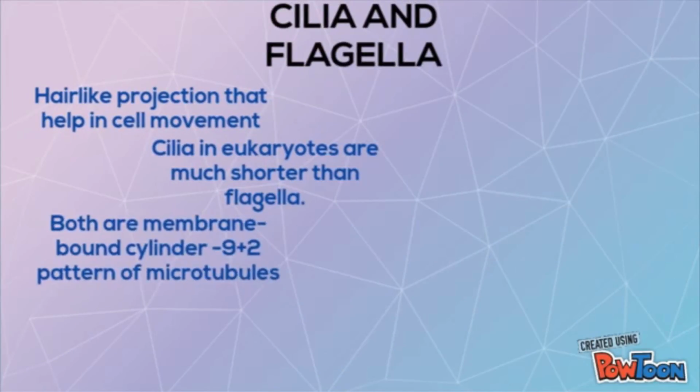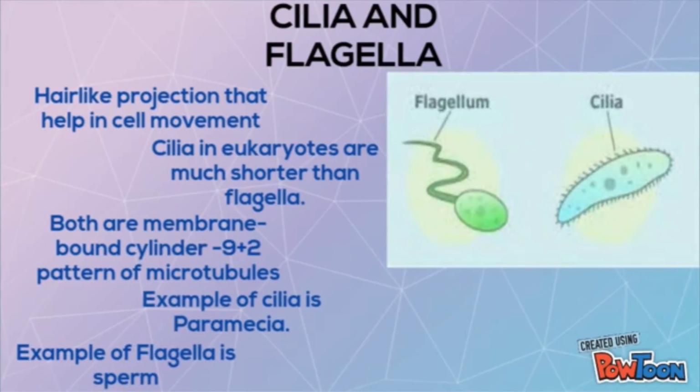Hair-like projections that help in cell movement. Cilia in eukaryotes are much shorter than flagella. Both are membrane-bounded cylinders with a 9+2 pattern of microtubules. An example of cilia is paramecia, and an example of flagella is sperm.